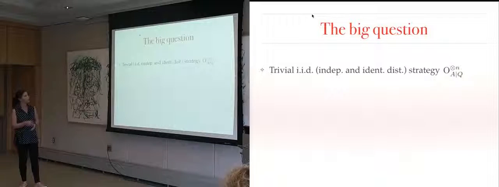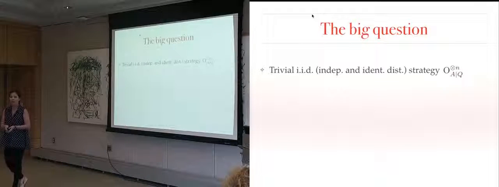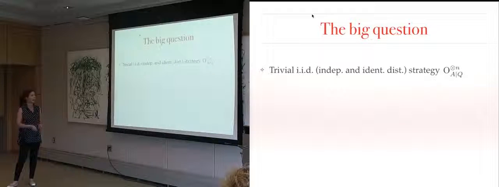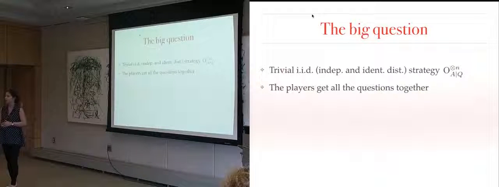So of course, one possible strategy they can have is the trivial IID strategy, independent identical distributed strategy. So if P of A given Q is an optimal strategy for one game, then they can just play each of the games independently, and this will give them some winning probability. But since the players get all the questions together, they can actually do something more complicated than this one.